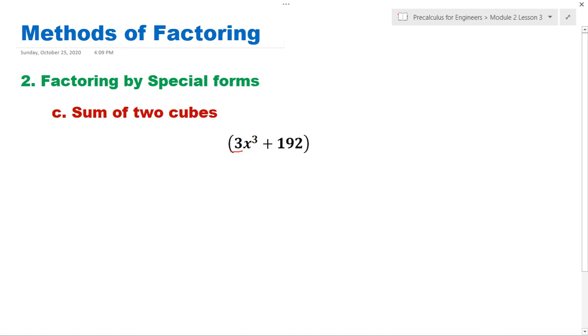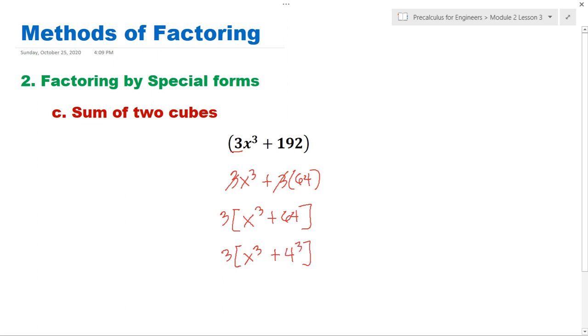So therefore, we can write this as 3x cubed plus 3 times 64. So we can now factor already the 3 here. So factor out 3, we have x cubed plus 64. So ito na lang yung problema natin sa loob para ma-convert nato into sum of two cubes. And as you've noticed, 64 can be expressed as a cube of a number which is equal to 4. So we can write 3 times x cubed plus 4 cubed.